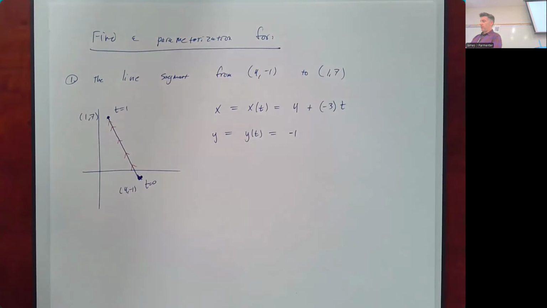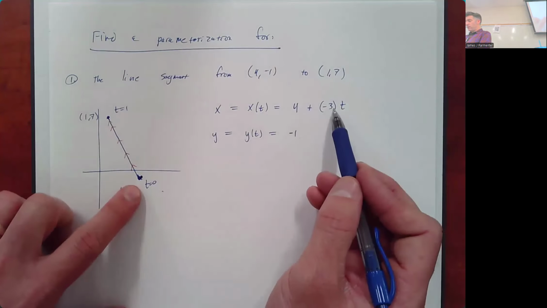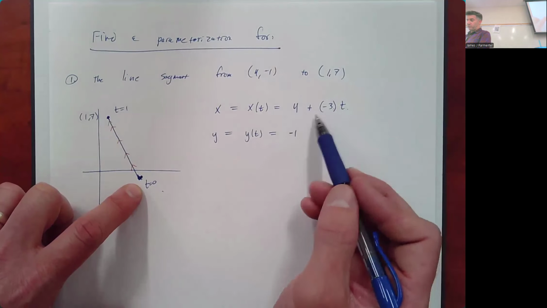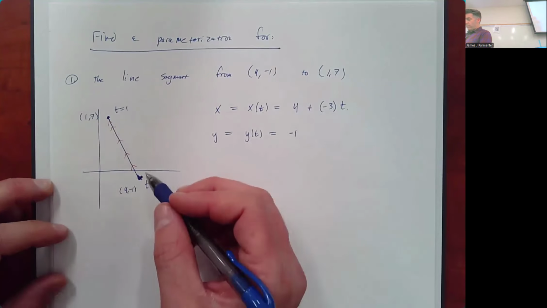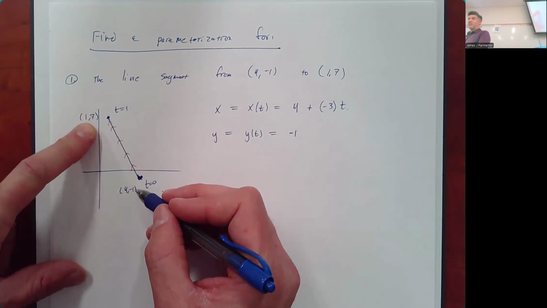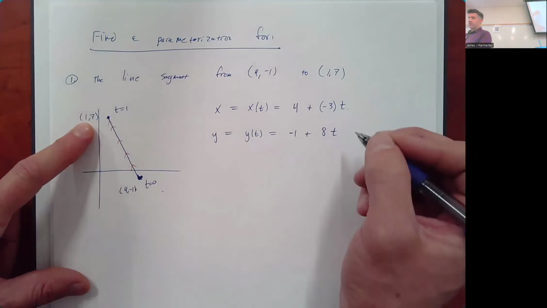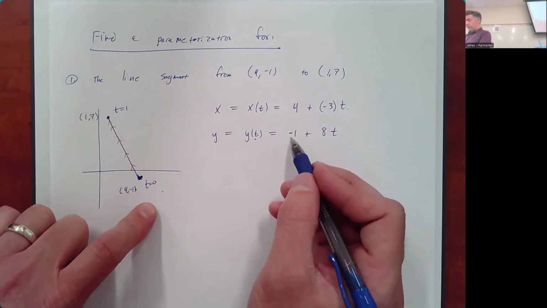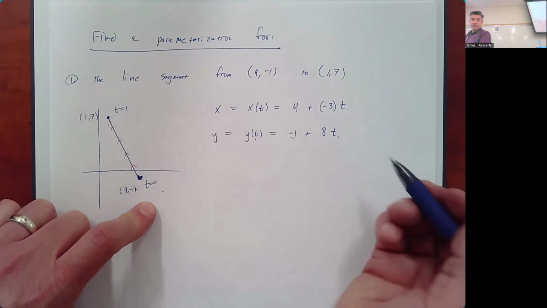Let's check that out. If time is 0, x of 0 is going to be 4 plus 0, which is 4. If time is 1, x of 1 is going to be 4 plus negative 3 times 1, which is 4 minus 3, which is 1, which is what we get there. Similarly, from time equals 0 to time equals 1, y is going to increase from negative 1 to 7, so it's going to increase by 8. So I need to add on 8 times t. So that, again, if you plug in 0 for t, y of 0 is equal to negative 1. Plug in 1 for t, y of 1 is equal to negative 1 plus 8, which is positive 7.